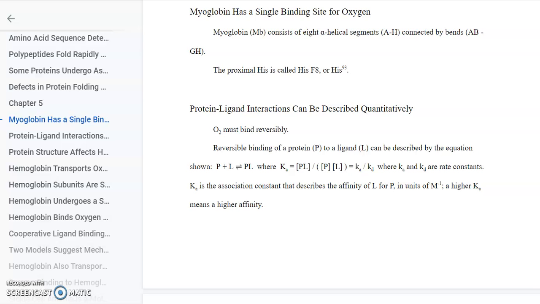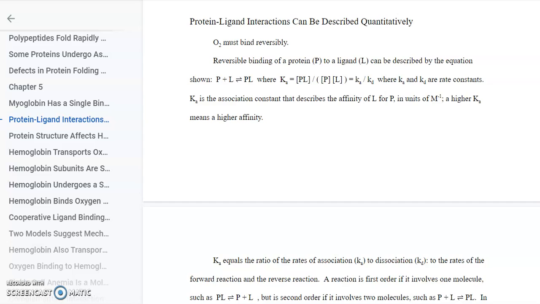Part 3 of the study guide. Protein-ligand interactions can be described quantitatively.